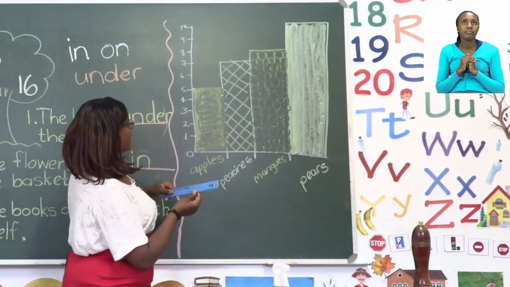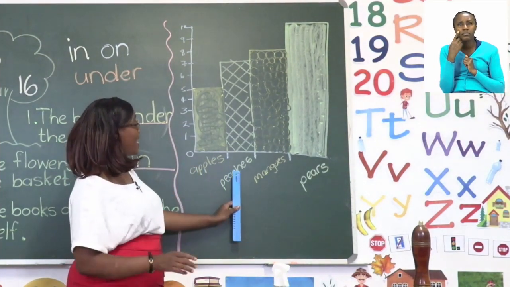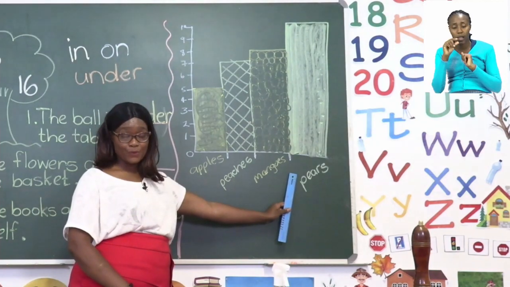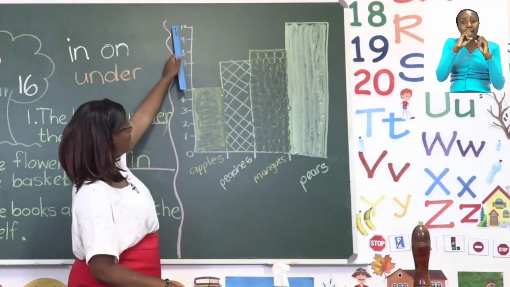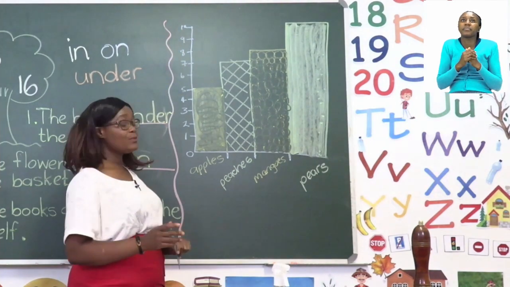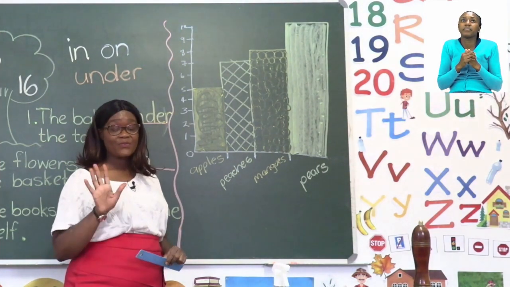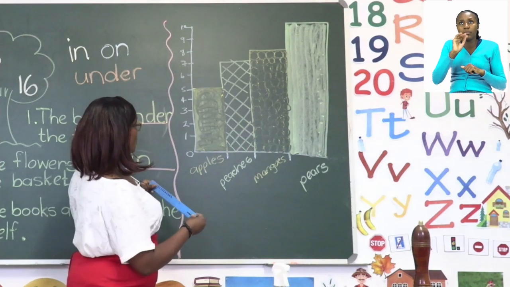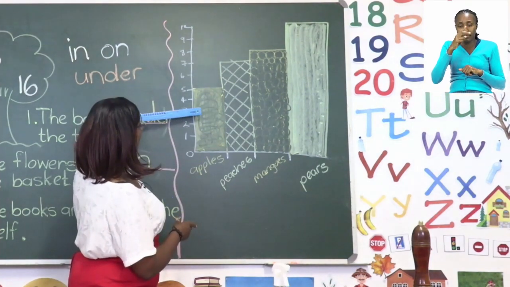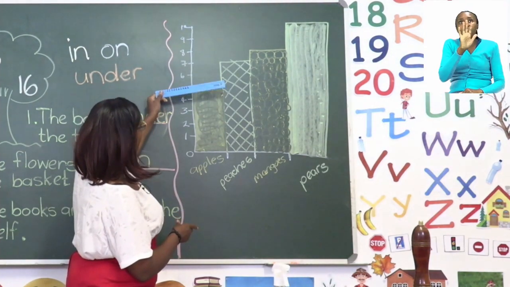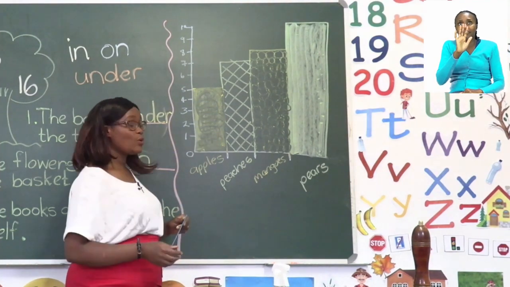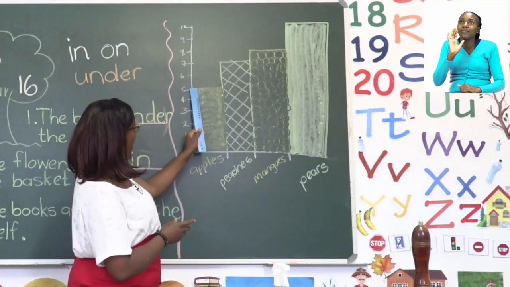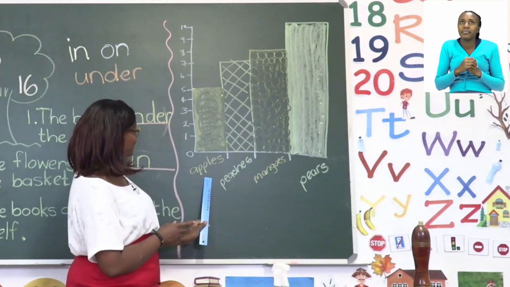Now, if we look, the bottom has the names of the fruits, and then the top will have the number. Remember we said we have 5 apples. So, on my bar graph, I went to the number 5, and then I colored going all the way down to show that there are 5 apples.